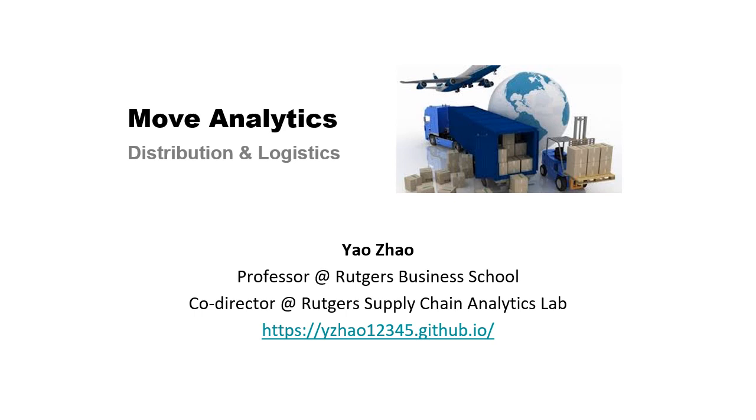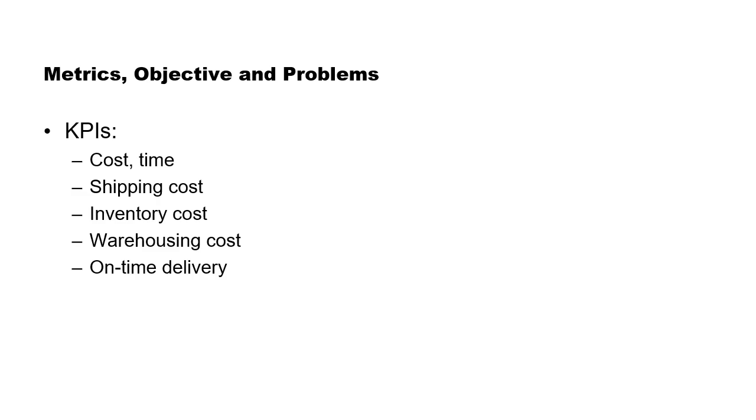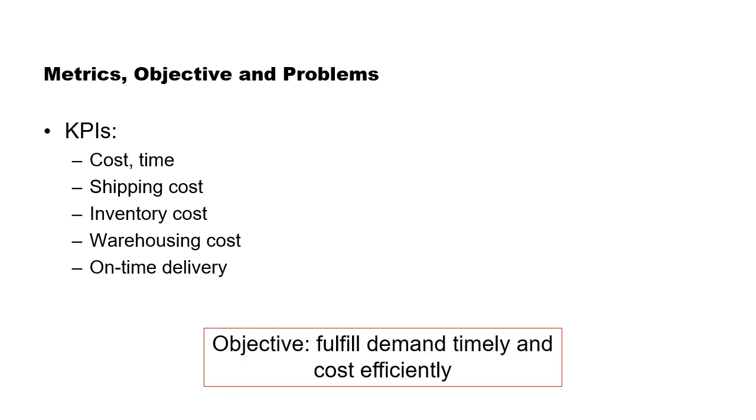Hello everyone, in this video we shall discuss Move Analytics, that is, how analytics can be applied to distribution and logistics. We shall first define metrics and objectives and then talk about some typical problems. The key performance indicators here are cost and time, such as shipping cost, inventory cost, warehousing cost, and time such as fulfillment time and on-time performance. The objective is to fulfill demand timely and cost efficiently.